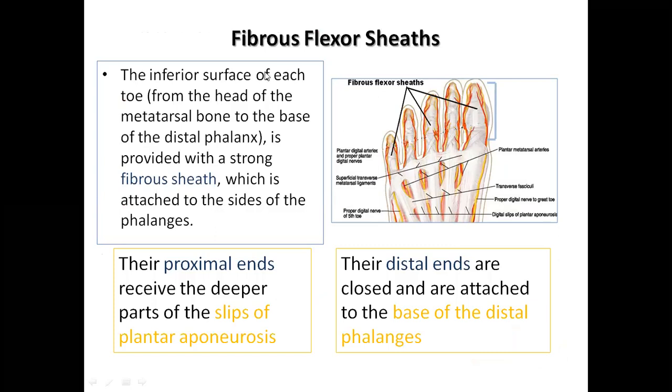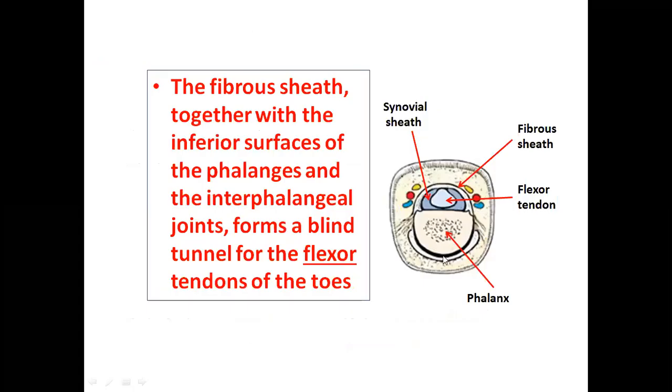The inferior surface of each toe is provided with strong fibrous sheaths, which you come across while doing dissection, attached to the sides of the phalanges. Their proximal ends receive the deeper parts of the slips of plantar aponeurosis. Distal ends are closed and are attached to the bases of distal phalanges. These are the fibrous flexor sheaths. So this whole thing is the fibrous sheath, you can see. Together with the inferior surface of the phalanges and interphalangeal joints, they form a tunnel in which the long flexor tendons are passing.